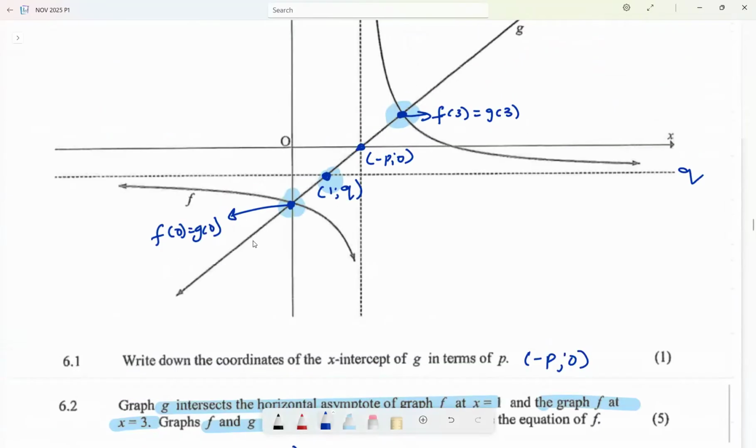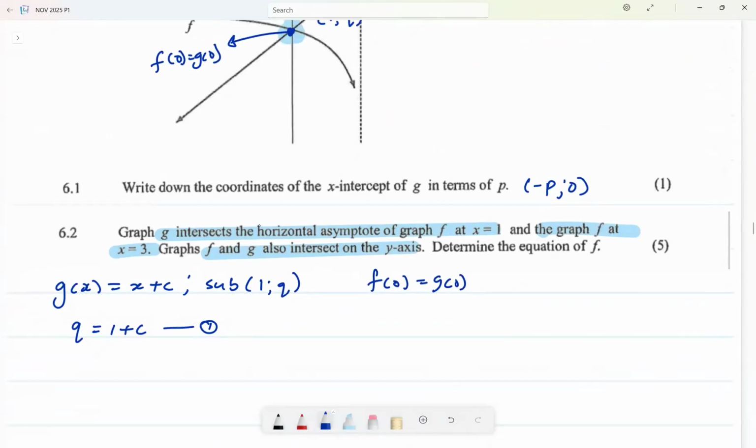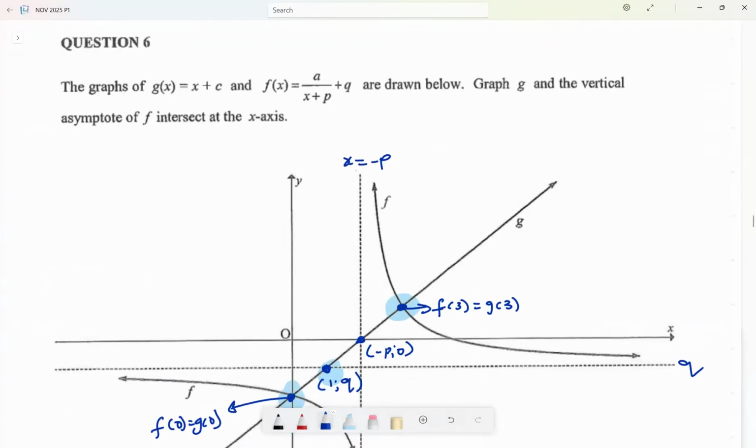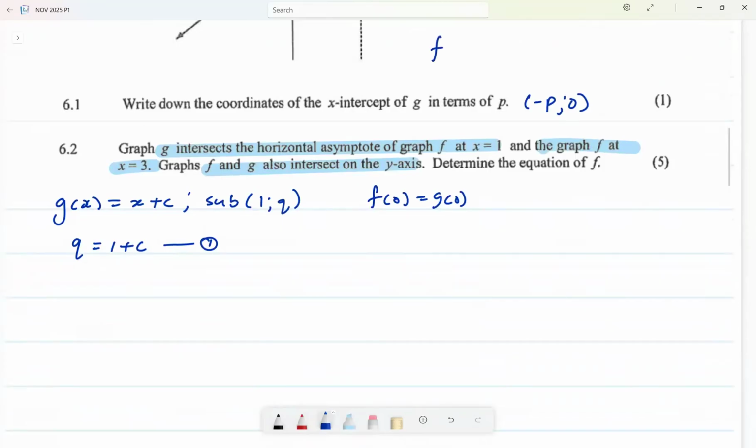And then I move on to f of 0 is equal to g of 0. How can we take care of that? F of 0 is going to be, remember f of x is a divided by x plus p, plus q. So f of 0, when I let x equal to 0, is going to be a divided by 0 plus p, plus q. It is equal to g of 0. G of 0 is going to be just c, because when I substitute 0 here, it's going to be c.